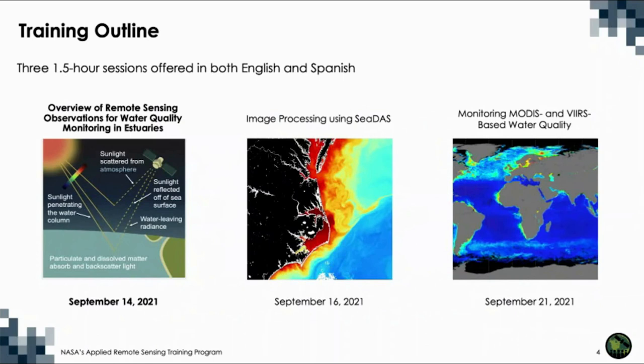This is the overall format of the training. There will be three sessions, each 1.5 hours long, including questions and answers. It will be offered both in English and Spanish. The morning sessions will be in English and the afternoon sessions will be in Spanish. The first one today is an overview of remote sensing observations. Next, we will have image processing with CDAS, and then we will focus on monitoring MODIS and VIIRS based water quality for selected coastal and estuarine regions.